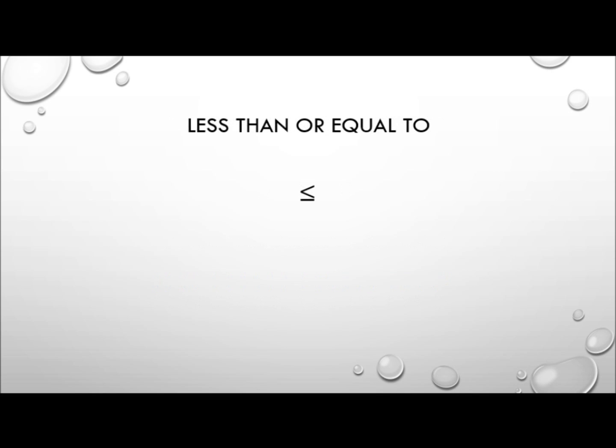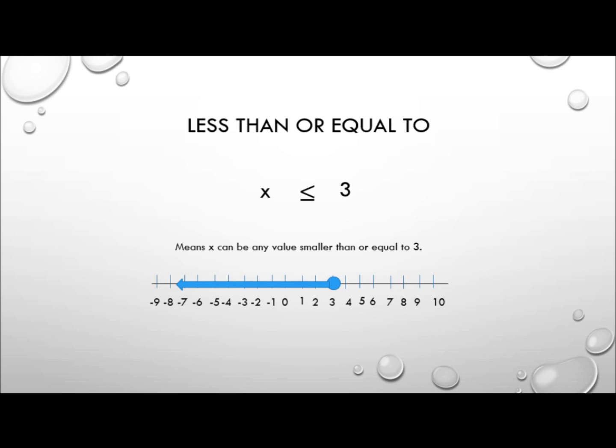And last in our family of inequalities, let's look at the less than or equal to sign. If we say x is less than or equal to 3, that means that x can be any value smaller than or equal to 3. It works just like the less than sign, except we do include the 3 as being part of x. On a number line we would represent it as an arrow pointing to the left but with the circle filled in.